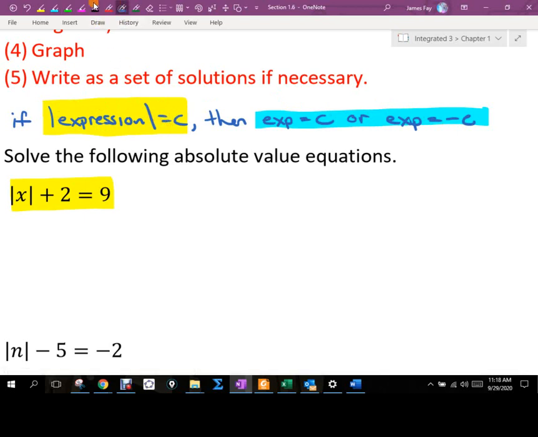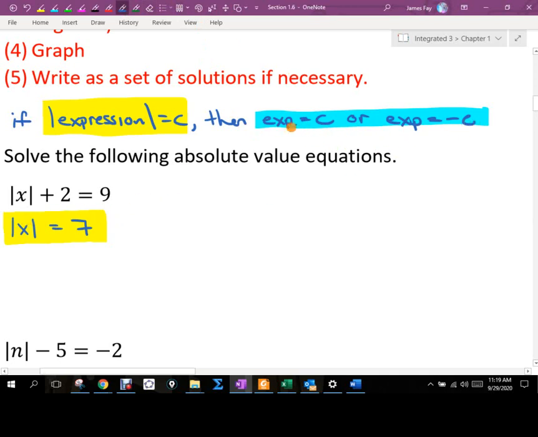So my particular problem then, I need to get the absolute value by itself. So can I subtract 2 from both sides? Okay. Now do you see how this is an expression inside the absolute value all by itself, right? Equal to some C, some constant, some other number. Okay. So now those yellow things match.